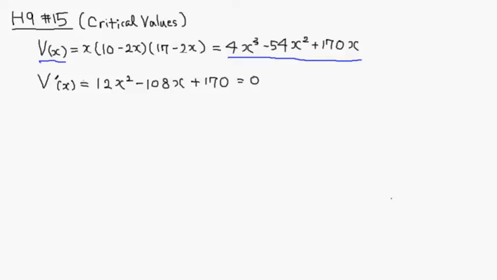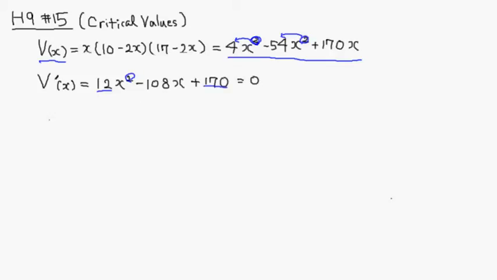In order to find the critical values of this function V of x, first we take the derivative using the power rule. So put the 3 in front, so 4 times 3 is 12. Then subtract 1 from the power 3, so it's 2. Put 2 in front, so 2 times negative 54 would be negative 108x, because we subtract 1 from 2. The derivative of 170x is just 170, so you get that.